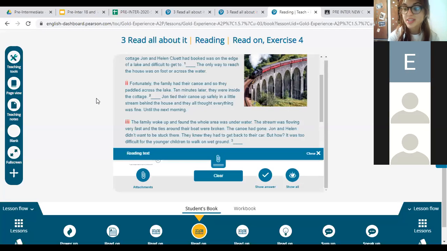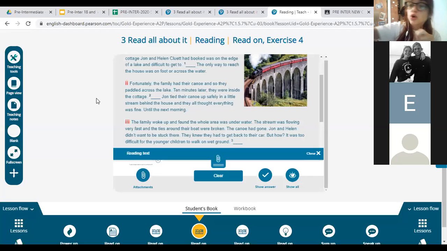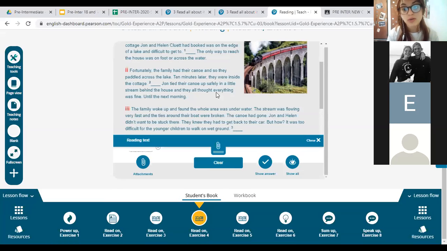Okay, so we start to get into the story. The family have a canoe. They paddle across the river. They get to the cottage and John tied up. What is tying up? Tied the canoe up in a little stream behind the house. La ató, right? Ató la canoa para que se quedara. But what happened? I just thought everything was fine, but something happened. We don't know what happened. So let's find out.